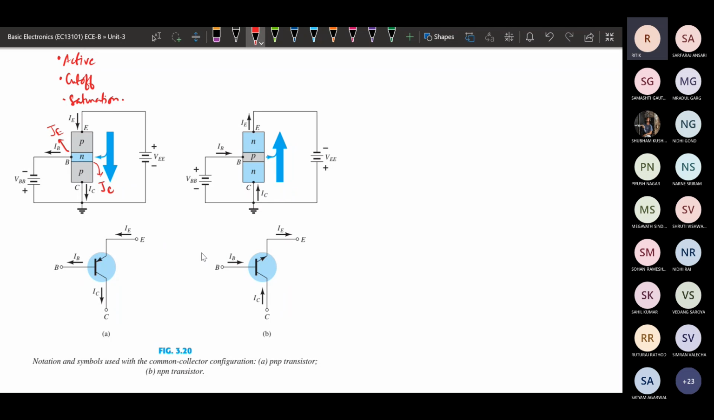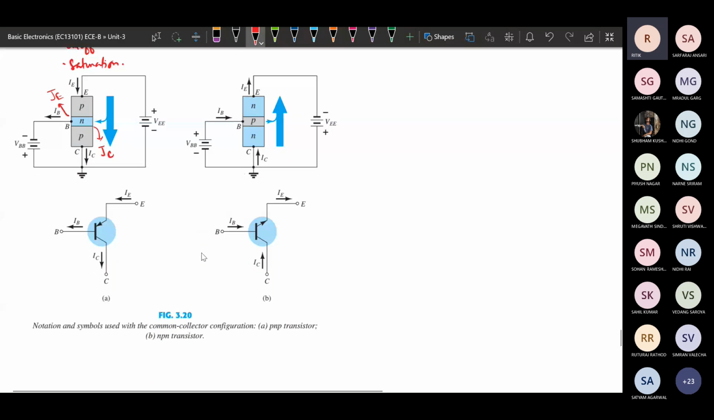And here the collector terminal is common between the input and output terminal. Okay, so here input will be our base current and output will be our emitter current. So here also input will be base current and emitter will be the output current. Okay, so in case of plotting the graph, we will see the input characteristics.